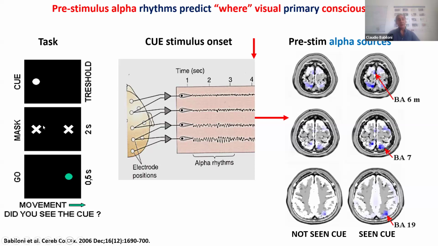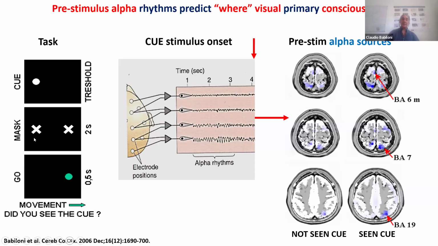After the cue stimulus, we immediately gave for 2 seconds a mask stimulus, avoiding that he was able to maintain the image of the stimulation in the retina. And then after the cue stimulus and the mask stimulus, we gave the go green circle in the right or left part of the screen.